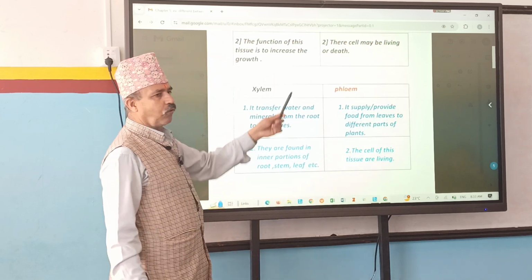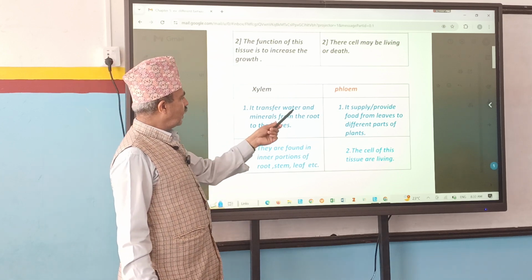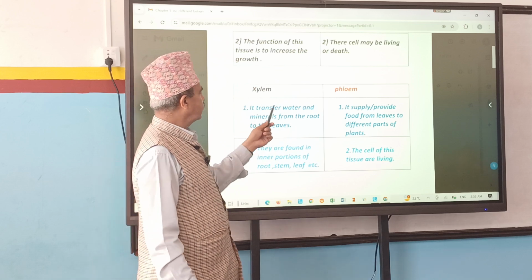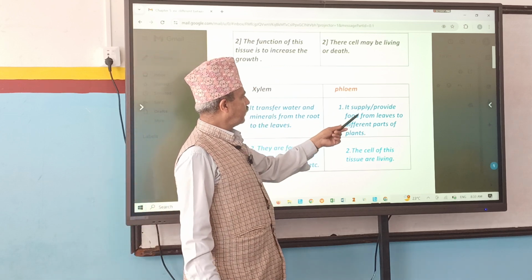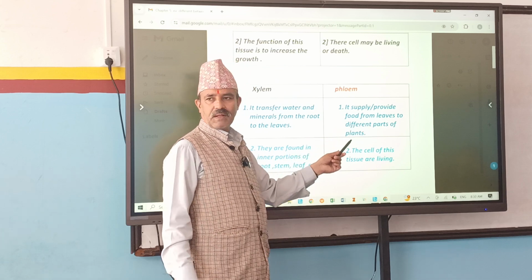Here is xylem and phloem. Difference between xylem and phloem. Xylem transports water and minerals from the root to the leaves. Okay, transports, you can say transports. Phloem supplies or provides food from leaves to different parts of the plant. Is it okay?